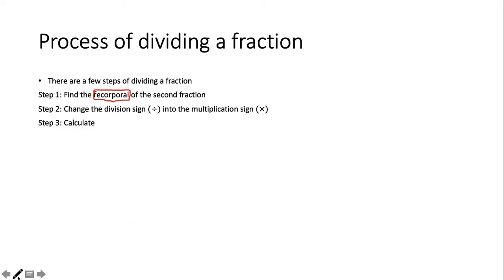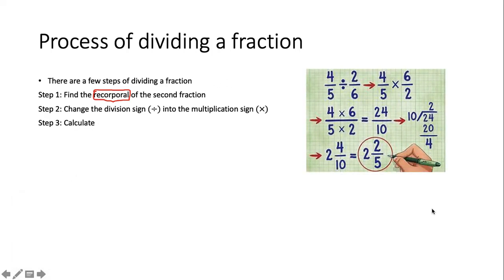Okay, keep going. So I have inserted a picture. See how he did the fraction division. 4 over 5 divided by 2 over 6. He found the reciprocal of 2 over 6, which is 6 over 2, and then he changed the division sign to a multiplication sign. So he got 4 over 5 times 6 over 2. He multiplied the numerators and the denominators, and he got 24 over 10. And here, you don't have to change it into a mixed number. An improper fraction is enough.